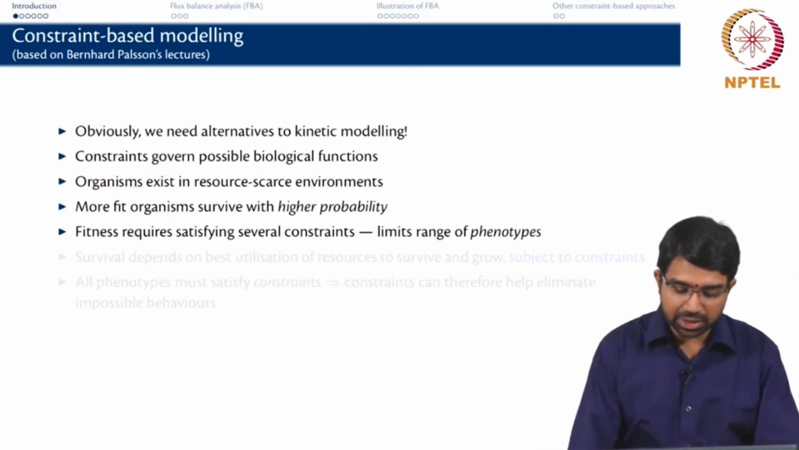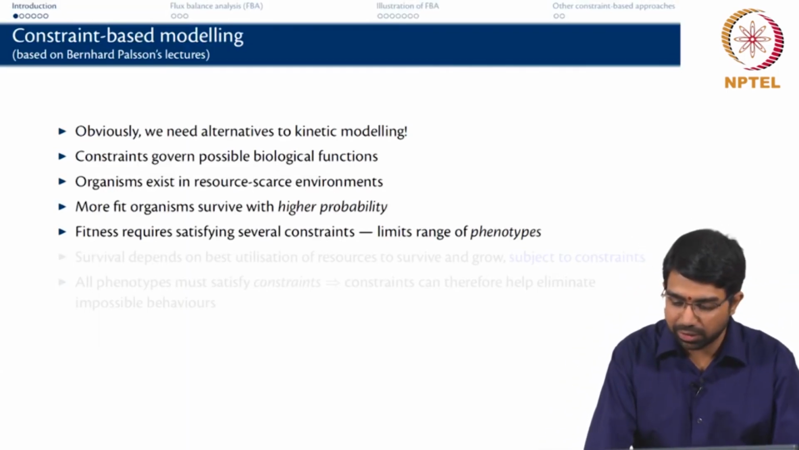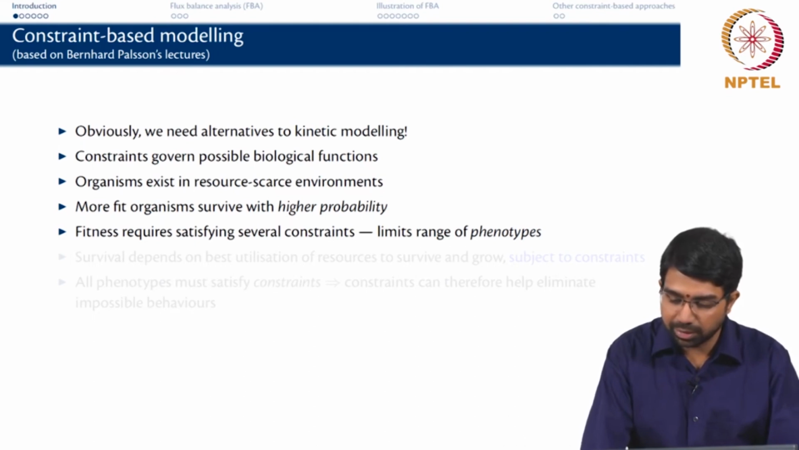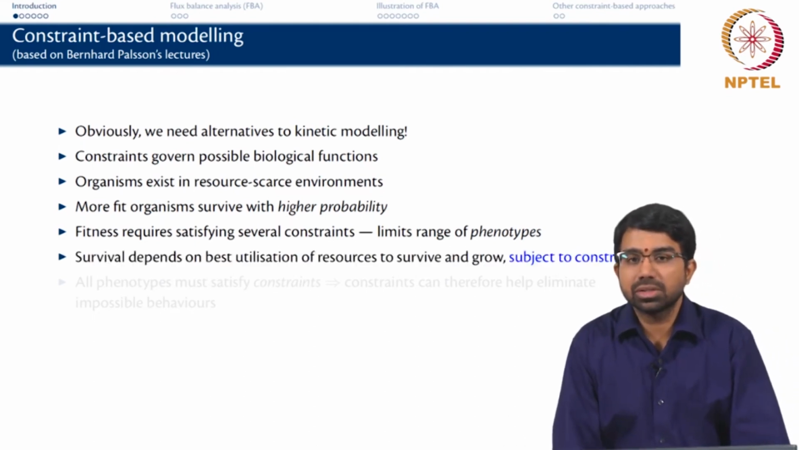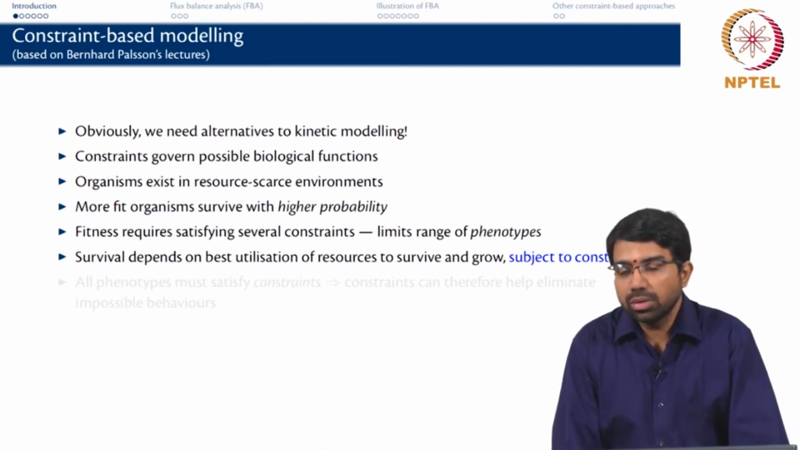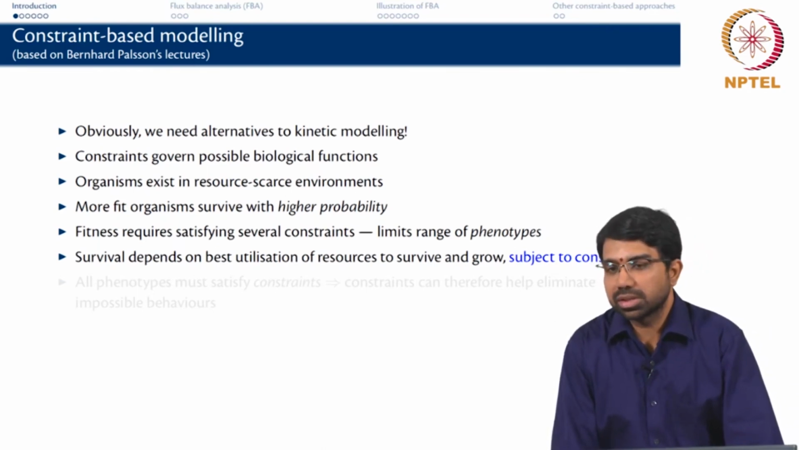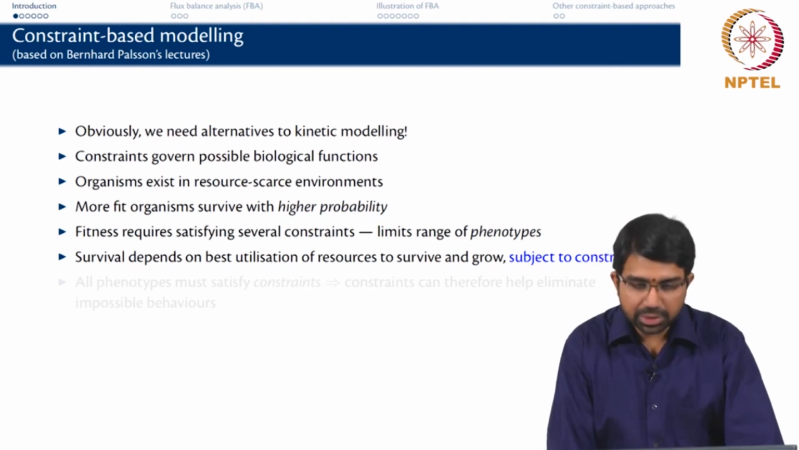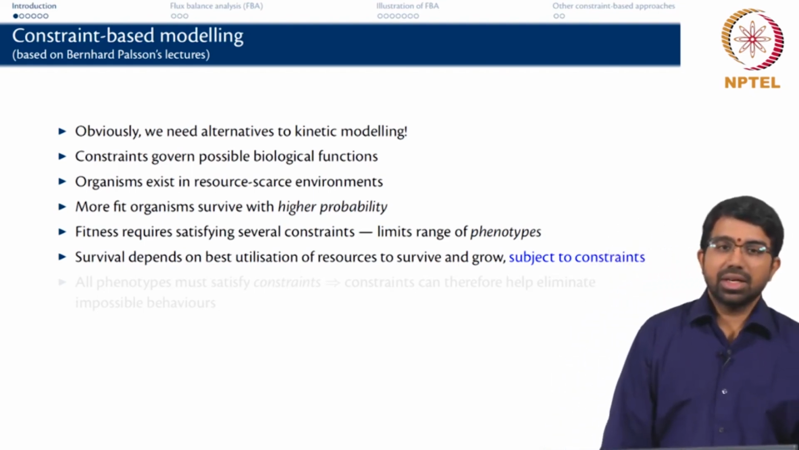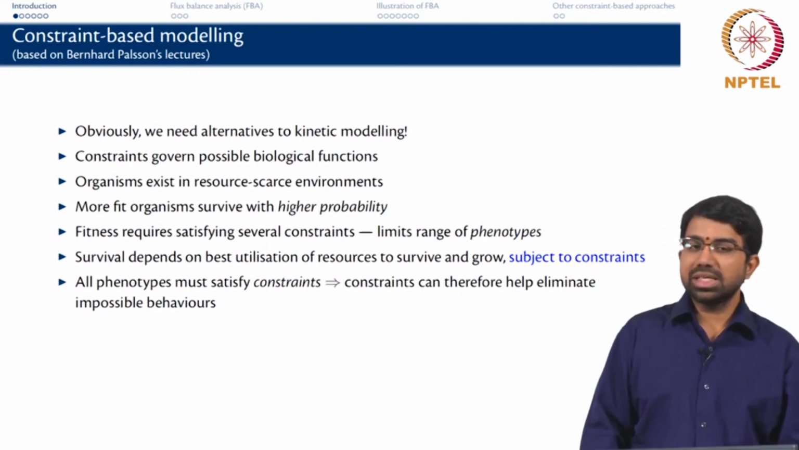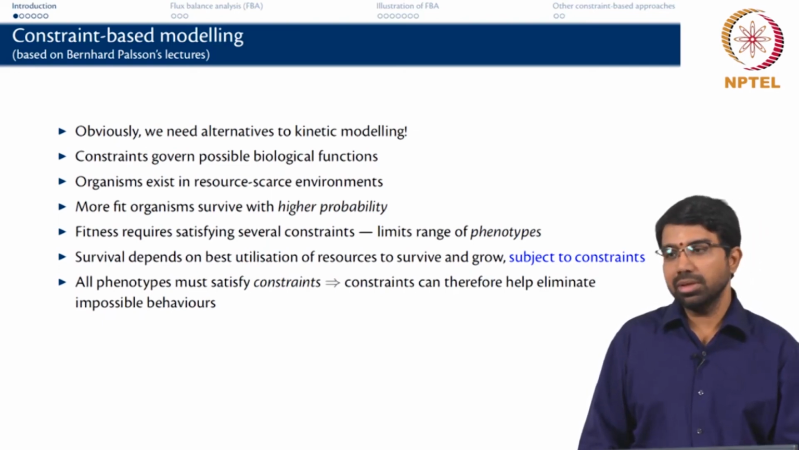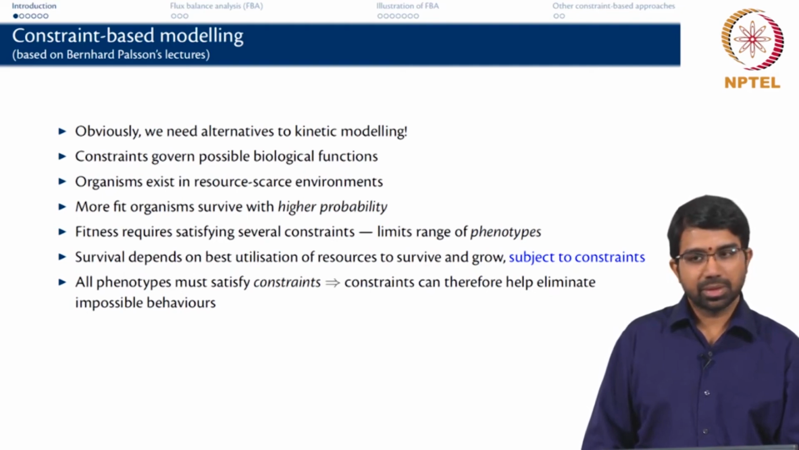So fitness requires satisfying several constraints, which limits the range of observable phenotypes, and survival depends on the best utilization of resources to survive and grow, but always subject to constraints. You can never violate constraints. So the next idea is that since phenotypes must satisfy constraints, constraints can help eliminate impossible behaviors, right.